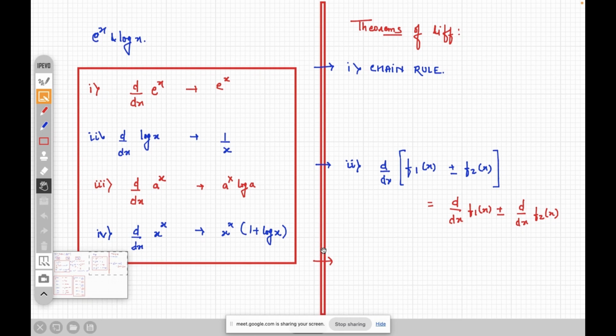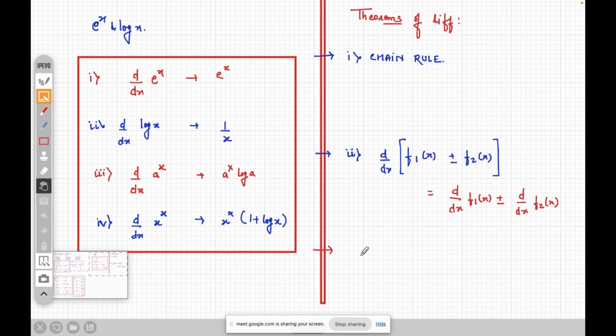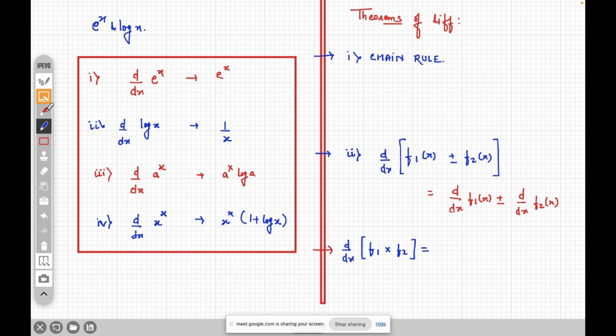The formula, if there is a case of function 1 being multiplied with function 2, then note first function as it is, differentiation of second function plus second function as it is, differentiation of first function. Noted.